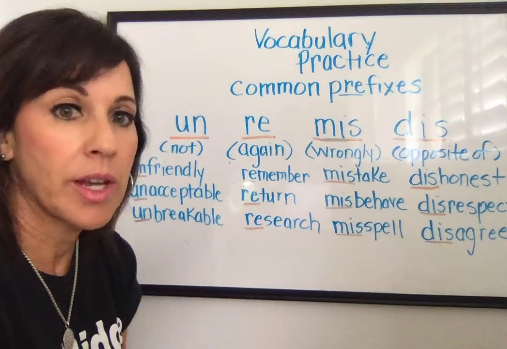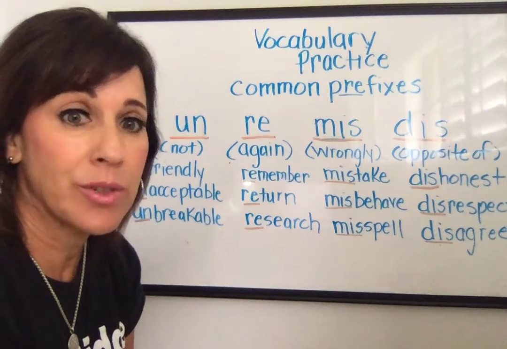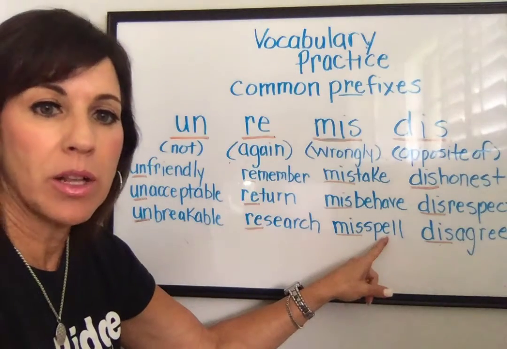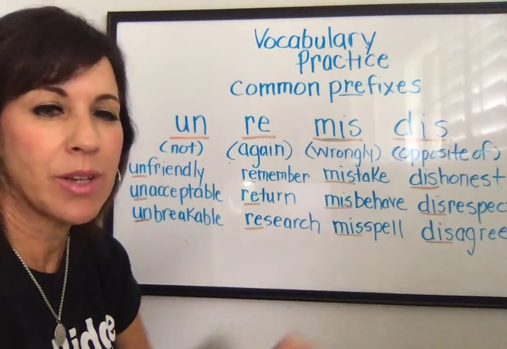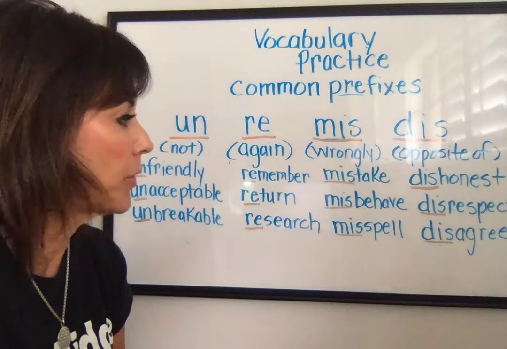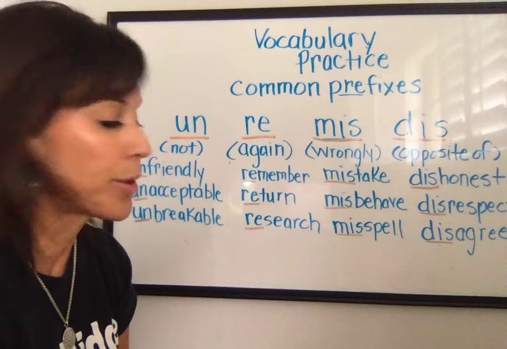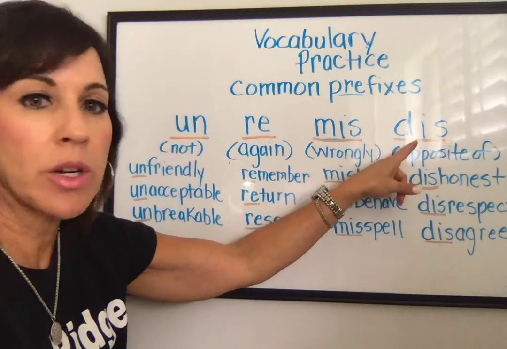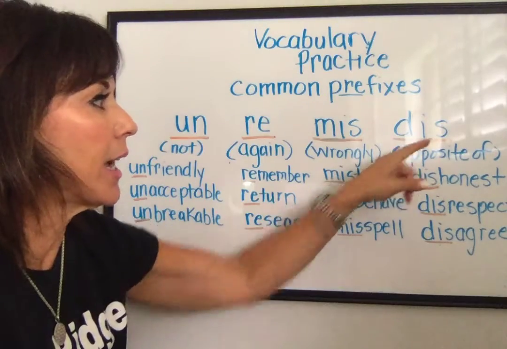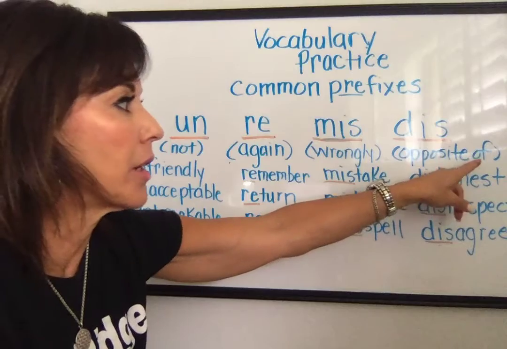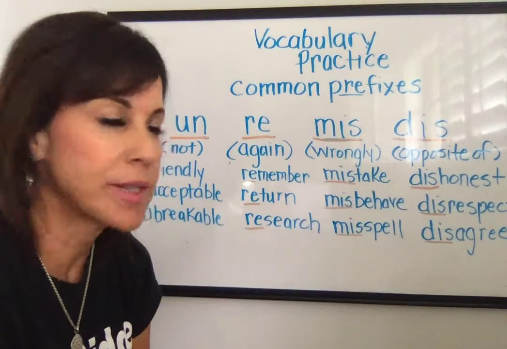Misbehave. Okay, so you did not behave correctly. Okay, and misspell. Misspell. And that happens often because we're so accustomed to using our phones and help systems that we're not very good spellers anymore. Okay, anyway, moving on to another common prefix, dis. Dis means the opposite of. Watch how it really changes these words.